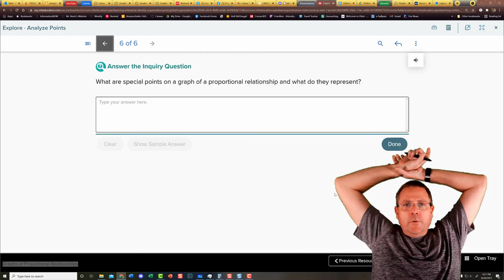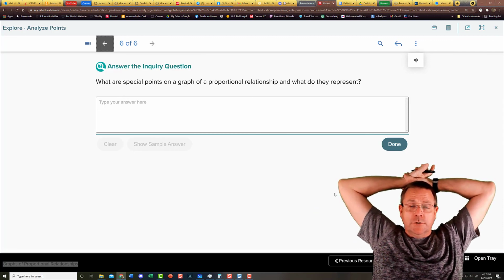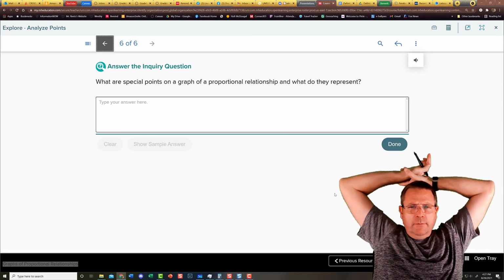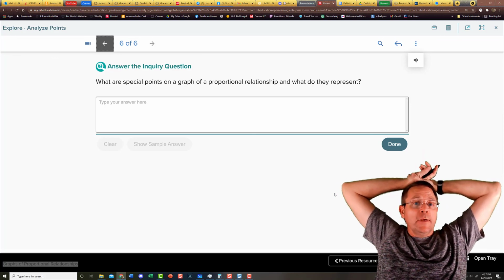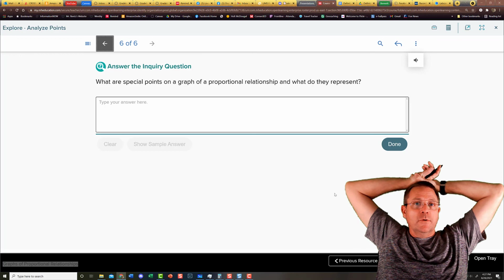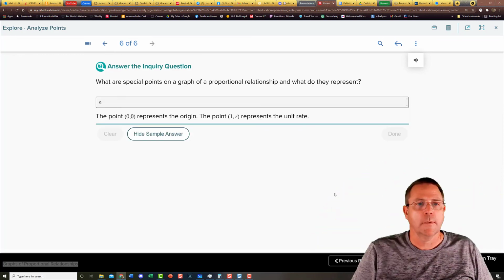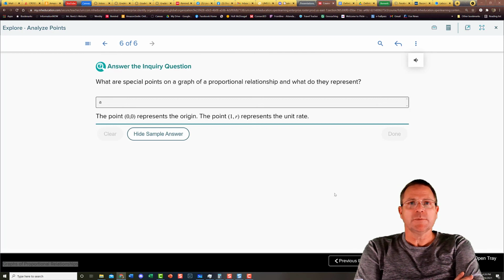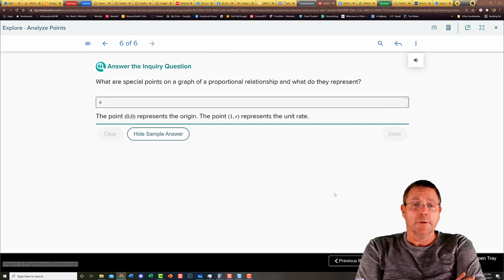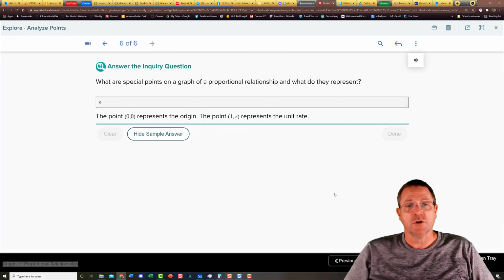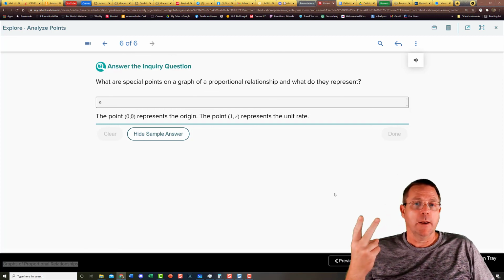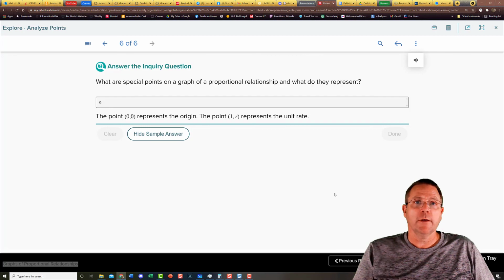What are special points on a graph of proportional relationships, and what do they represent? Pause the recording, see if you can get the answer. I got a pretty good idea, but we never really did spell that out for you. So put in what you think the answer is, and then we're going to spell it out. 0,0 is a special point. It represents the origin, and your other special point is 1, r, where r represents what your unit rate is. All there is to it. 2 special points, your origin, and whatever the y value is where your x value is equal to 1.